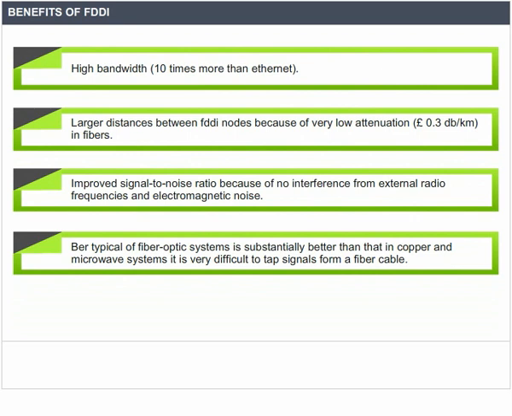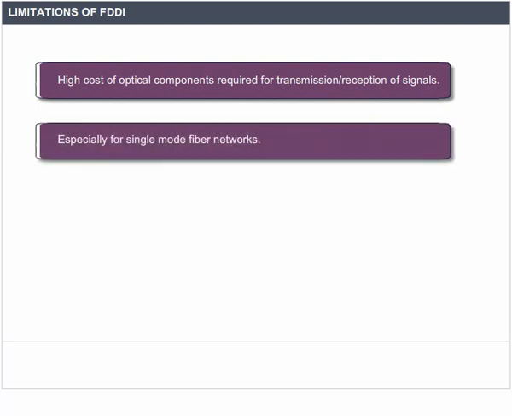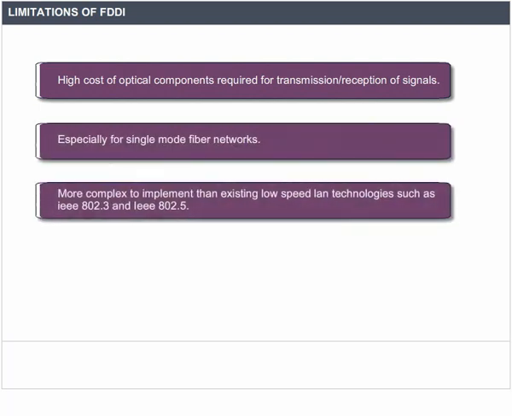Limitations of FDDI. High cost of optical components required for transmission or reception of signals, especially for single-mode fiber networks. More complex to implement than existing low-speed LAN technologies such as IEEE 802.3 and IEEE 802.5.